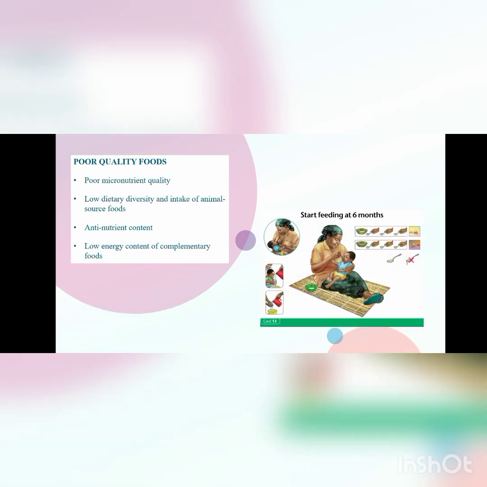Poor quality of foods. It includes poor micronutrient quality, low diversity and intake of animal source foods, anti-nutrient content, and low energy content of complementary feeding.